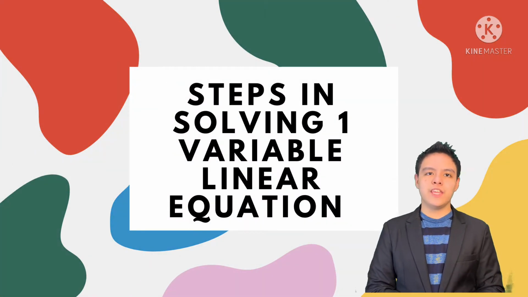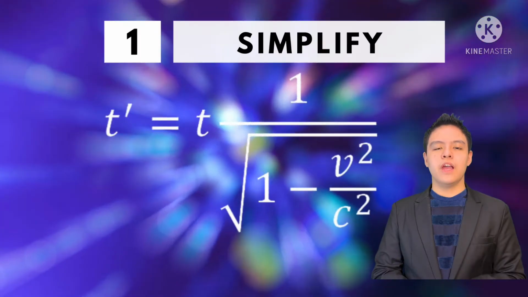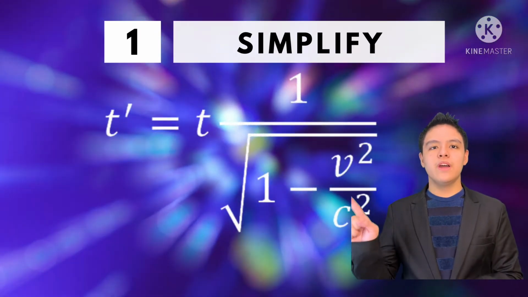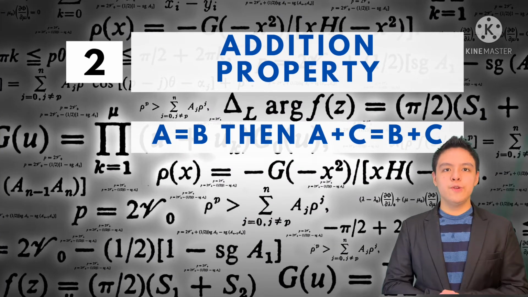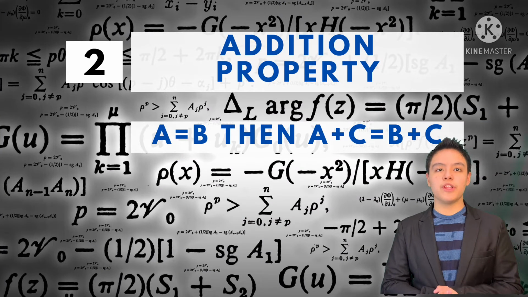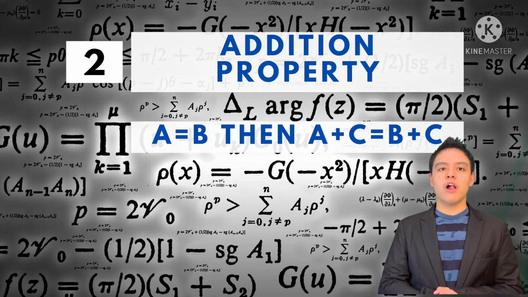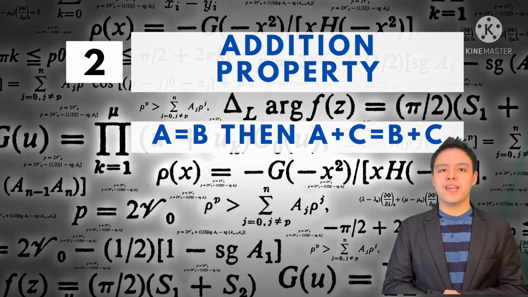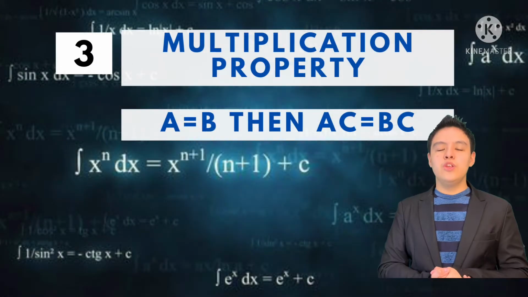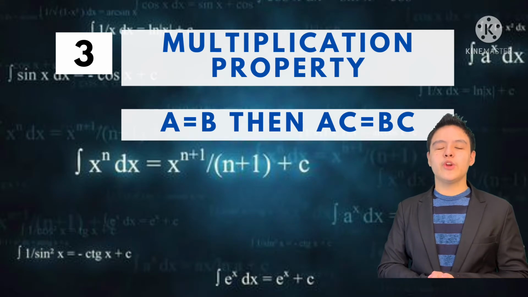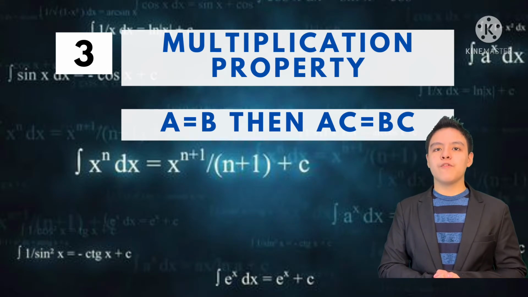Steps in solving linear equation. The first thing we need to do is to simplify if needed. Use addition or subtraction property of equality so that all variable terms are on one side of the equation and all constants are on the other side. Use multiplication property to remove any values that are in front of the variable.